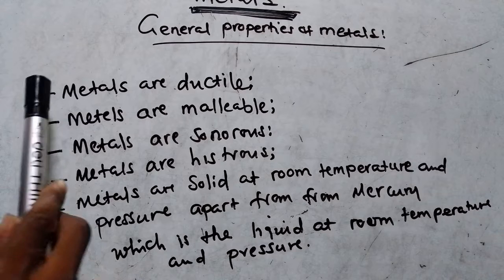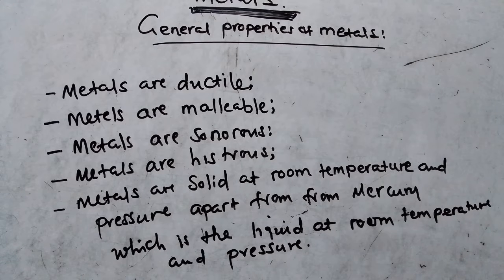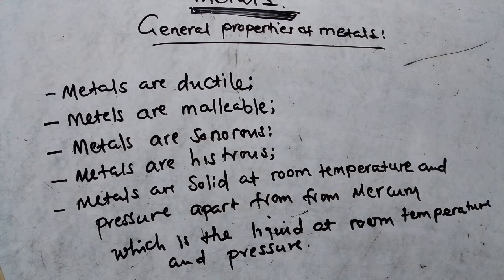So these are the 5 properties of metals that we have at your level, guys. The first one is metals are ductile, which simply means that metals can be drawn into wires without breaking. Second, metals are malleable, which simply means that metals can be brought into sheets without breaking. Third, metals are sonorous, which means that metals can produce what? Can produce sound.